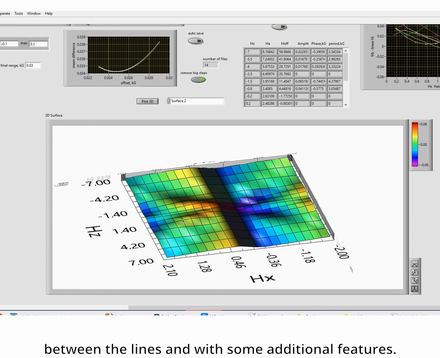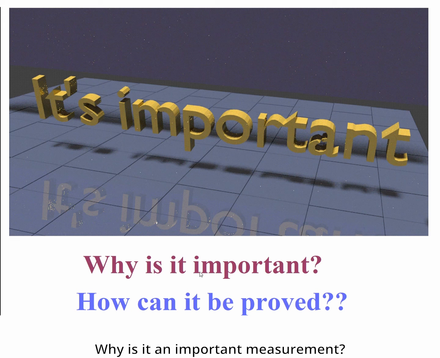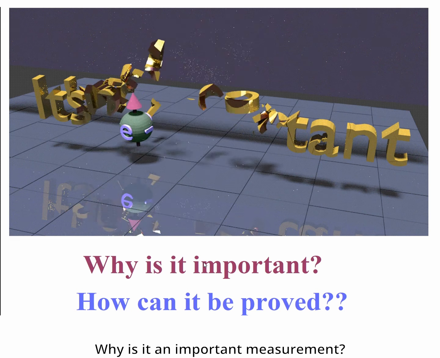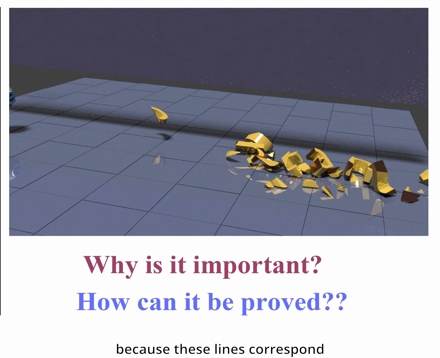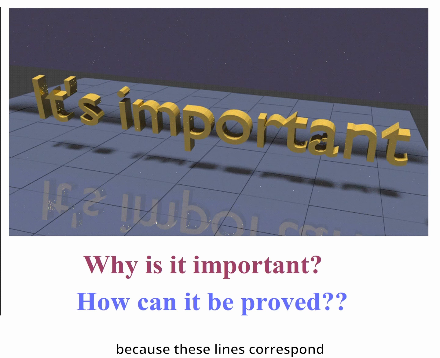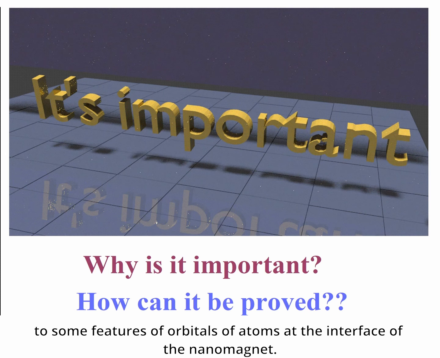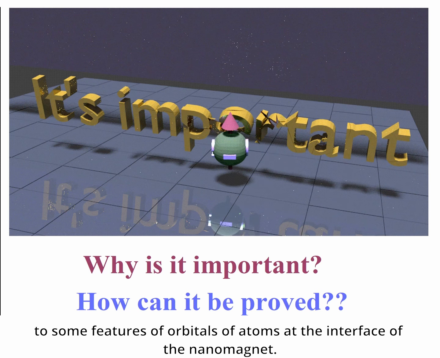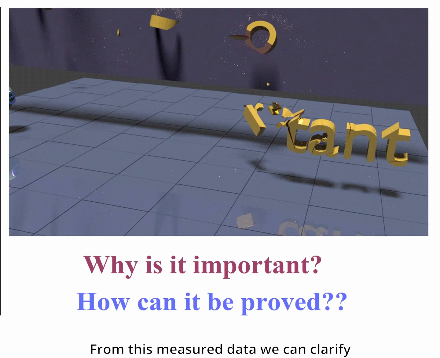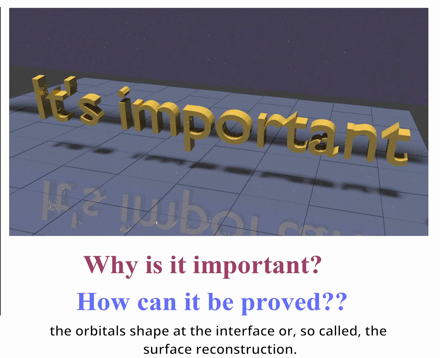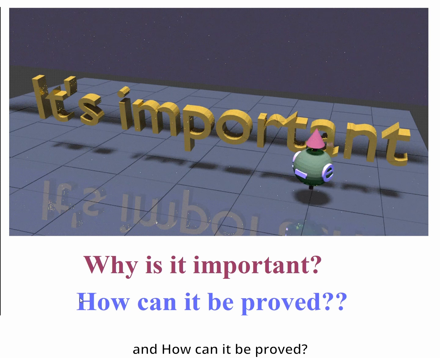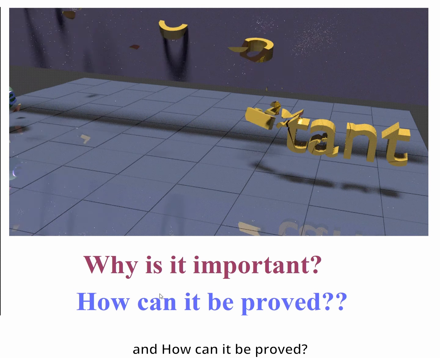So the first question is, why is it an important measurement? These lines are very important measured features because these lines correspond to some features of orbitals of atoms at the interface of the nanomagnet. From this measurement data we can clarify the orbital's shape at the interface, also called the surface reconstruction. And the second question is, how can it be proved?